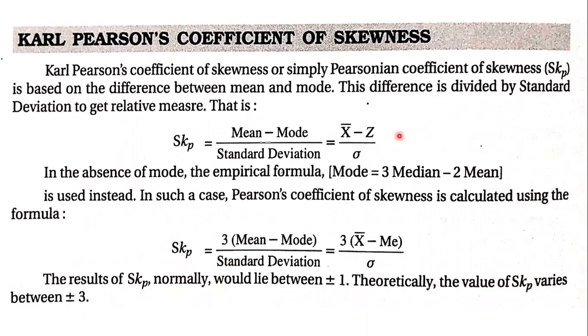Then that formula can be used instead. In such a case, Pearson's coefficient of skewness is calculated using the formula. If you're able to calculate mode, well and good, go with the first formula. If you're not able to do it, then calculate mode using the 3 median minus 2 mean formula, and for that you will have to use the skewness formula. This is the second formula you will have to use.